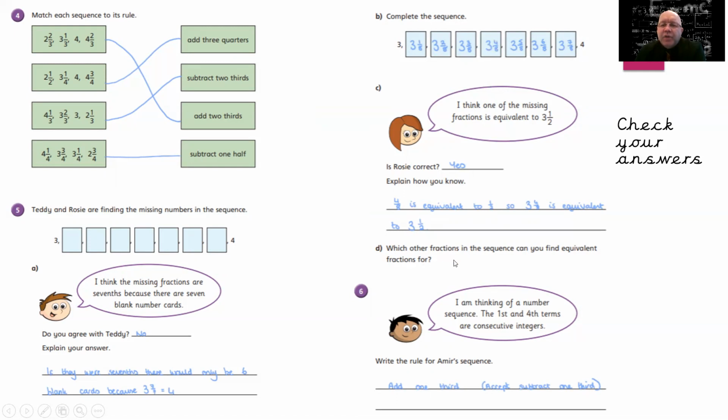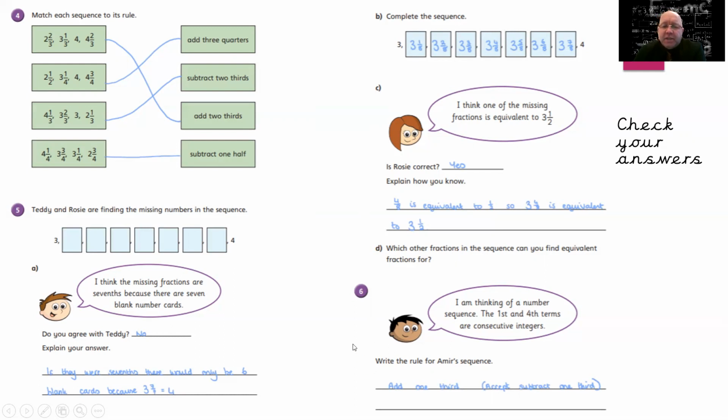And D, are there any other fractions? Which other fraction in the sequence can you find an equivalent for? Well, you can go bigger with any of them. But let's just look at the ones we can make simpler, smaller. Well, 3 and 2/8 is the same as 3 and 1/4. And 3 and 6/8 is equivalent to 3 and 3/4. Okay? Any of them we can make much bigger fractions, bigger numbers in the fraction, and stay equivalent. But those are the only two other ones that we can make simpler, we can make smaller.